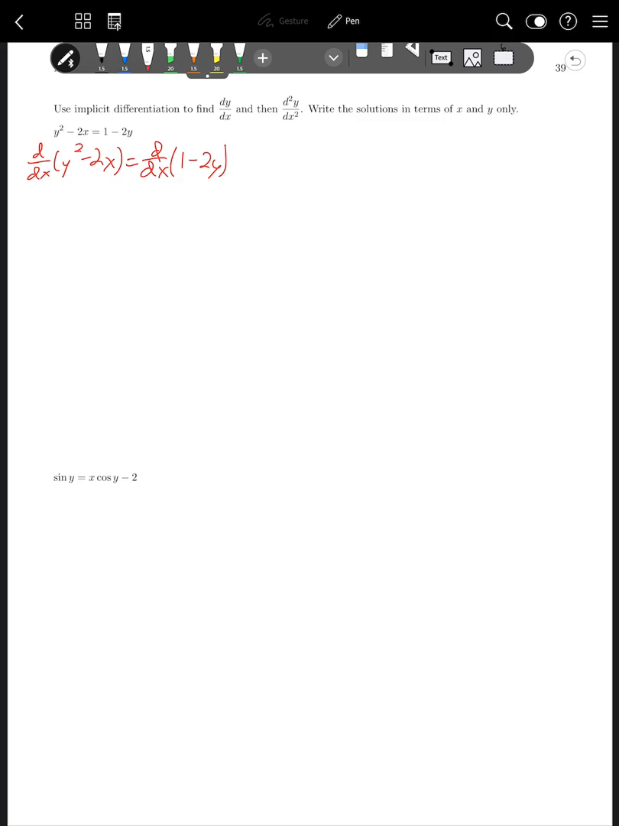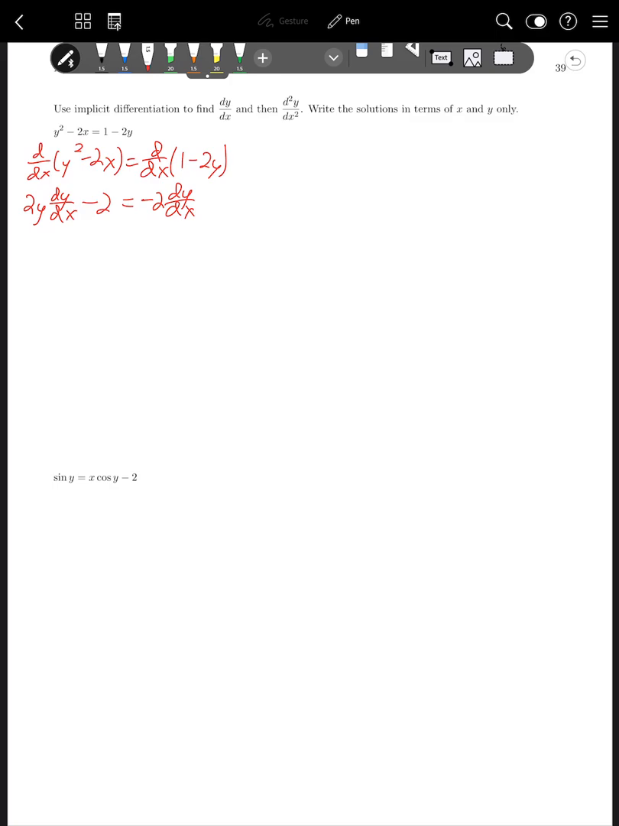Okay. So the derivative of y squared with respect to x is 2y dy/dx. Derivative of negative 2x with respect to x is just negative 2. The derivative of 1 with respect to x is 0. The derivative of negative 2y with respect to x is negative 2 dy/dx. Okay? Then we're going to do the same thing we've done previously.